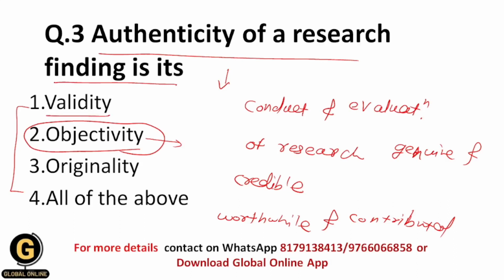And these two options can be correct but not whole, because validity means that whenever we are using any kind of instrument for our research, the ability of that instrument to measure what it wants to measure is its validity. Okay. And originality means that our research work should be original, it should not have any kind of plagiarism. So in objectivity part, all these things are there, meaning that it is the authenticity of a research finding. So the correct answer is 2.